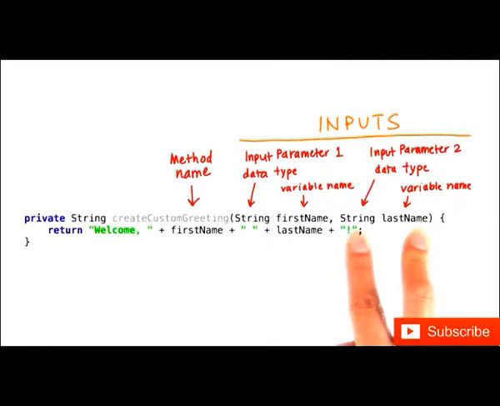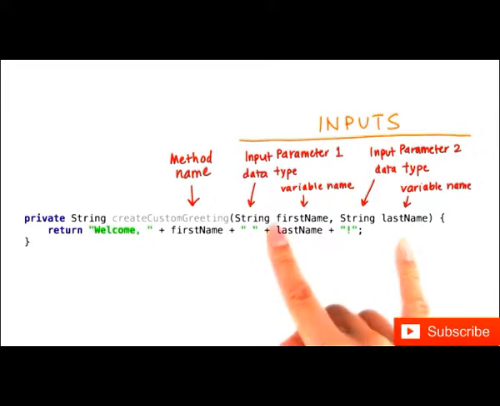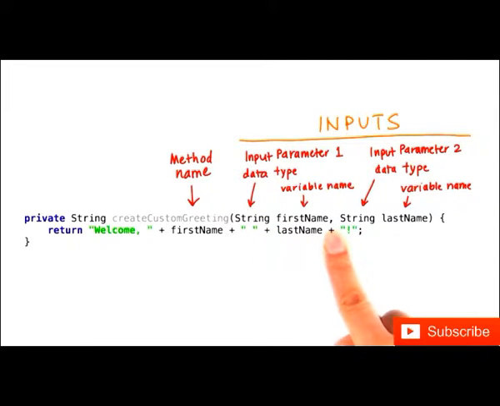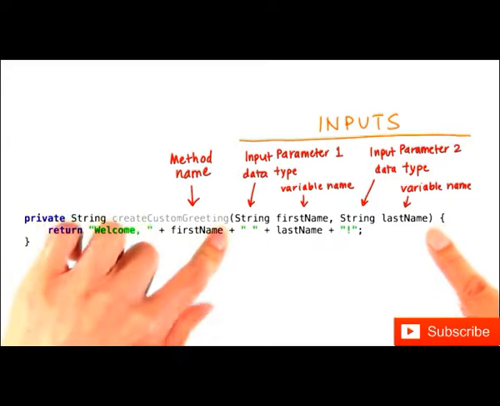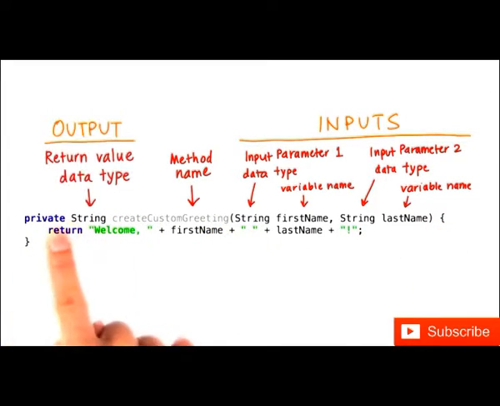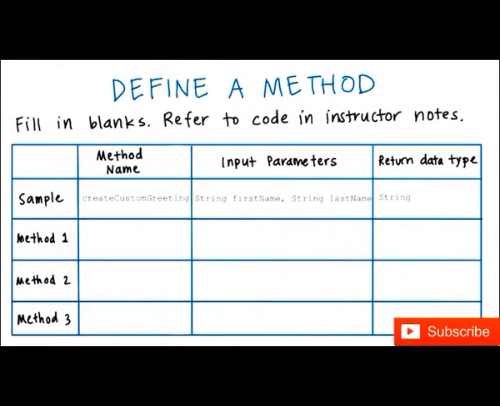Next we have the second input parameter. This is the data type and this is the variable name. The 2 inputs are separated by a single comma, and they're enclosed within the opening and closing parentheses. Then we have the output here. The data type of the return value is String because we want to return a greeting, which is a string. And this is what it looks like filled into the table. Now go ahead and fill in the blanks for the remaining 3 methods.